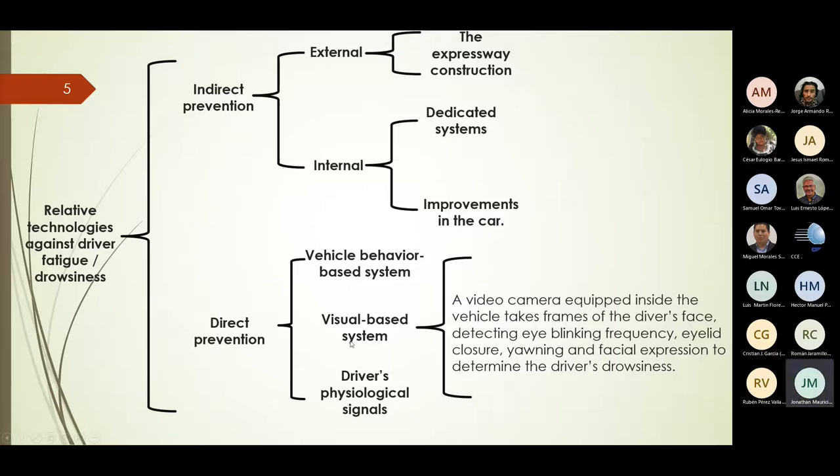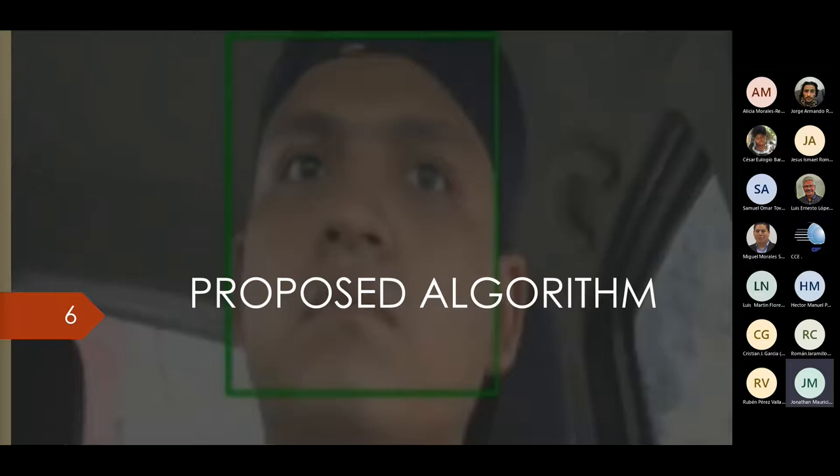The visual-based system, in summary, is a video camera that takes frames of a specific region, which is the driver's face. The system can determine when the driver is yawning, or determine facial expressions and the driver's drowsiness. But this system can determine one specific point: that the driver is sleeping. Taking this into account, we propose the following algorithm.